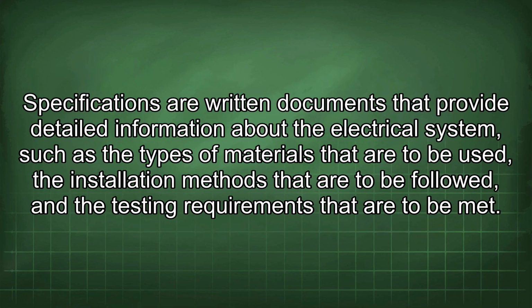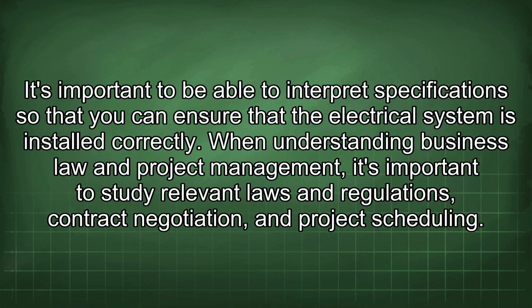Specifications are written documents that provide detailed information about the electrical system, such as the types of materials that are to be used, the installation methods that are to be followed, and the testing requirements that are to be met. It's important to be able to interpret specifications so that you can ensure that the electrical system is installed correctly.